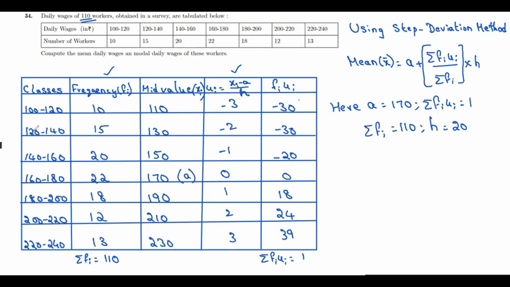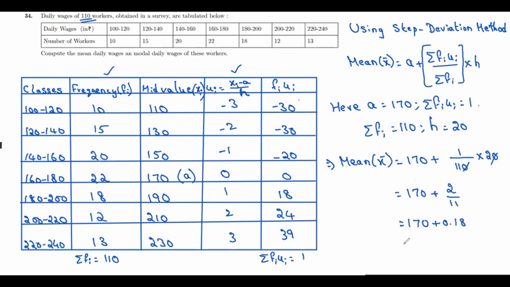Class size means the difference between any two successive lower limits or any two successive upper limits. That is 20. So let us substitute in the formula. Mean x bar is equal to A plus sigma fi ui by sigma fi into h. So 0, 0 cancel, 2 by 11. So 2 by 11 is equal to 0.18. Two digits after the decimal are enough. So if you add 170.18, mean is equal to 170.18.